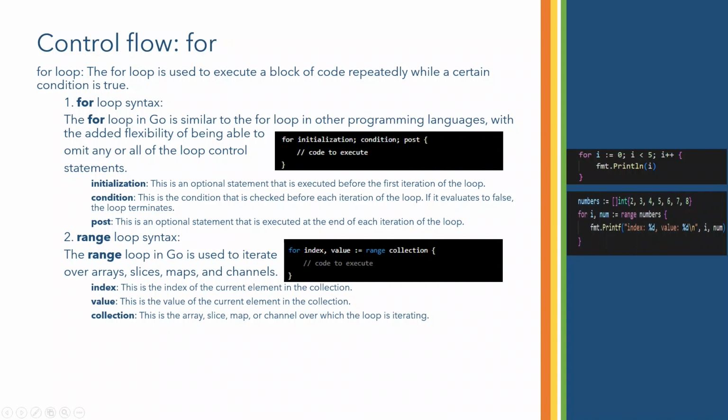Collection is the array, slice, map, or channel over which the loop is iterating. For example, nums, we are initializing with some numbers. Here num equal to range of numbers. It will start printing index and its value over all the numbers in the array.